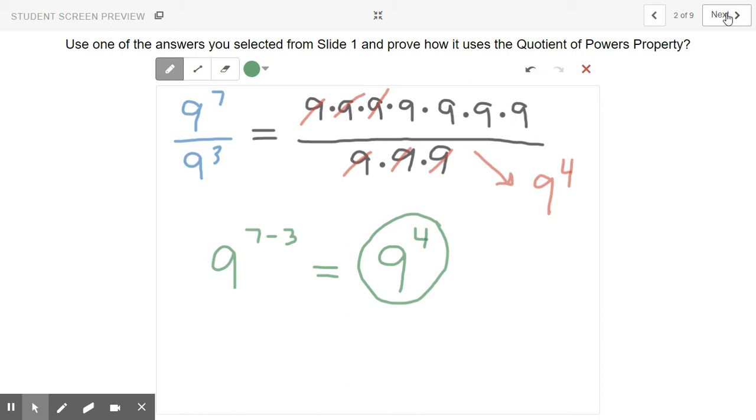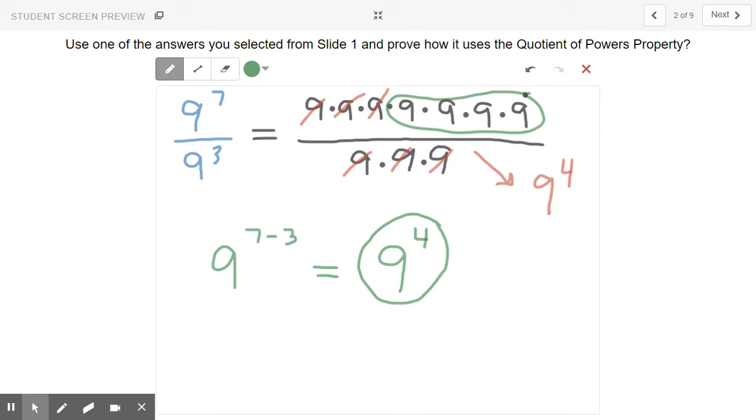And then I canceled the one 9 on top, one 9 on the bottom, another 9 on top, another 9 on the bottom. So there were 3 9s on top. I was able to cancel with the 3 9s on the bottom. And then what's left is right here, 9 times 9 times 9 times 9, which is 9 to the 4th.